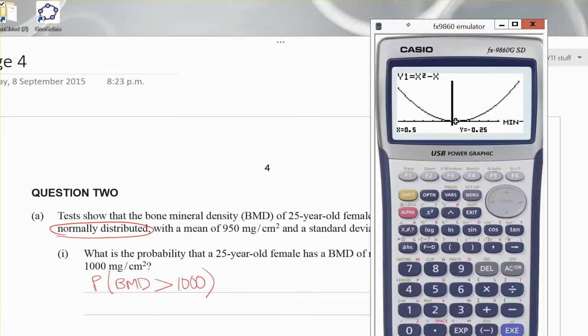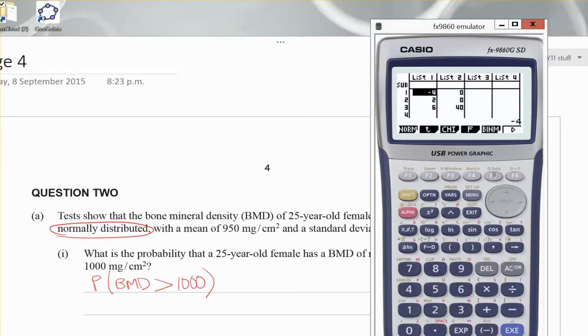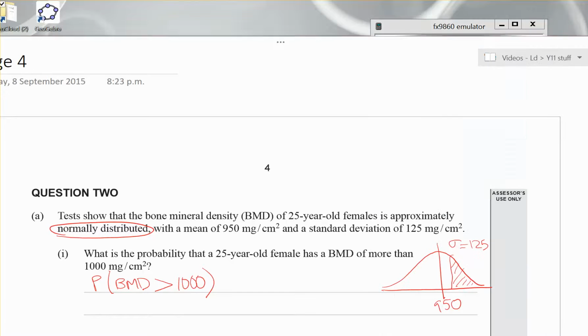And if we go to our calculator, we're going to stat, distribution, normal. We've got a lower bound of 1,000. Upper bound, we'll put in some gigantic number. We've got a standard deviation of 125 and a mean of 950. There's our answer, 0.34457.